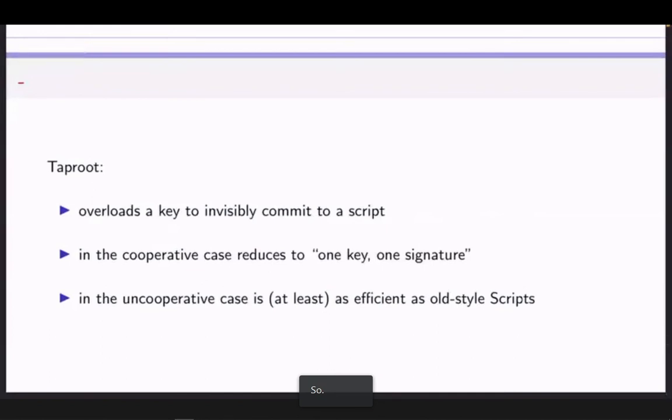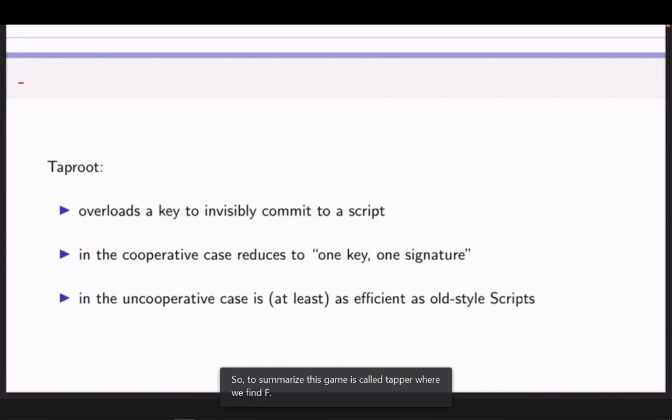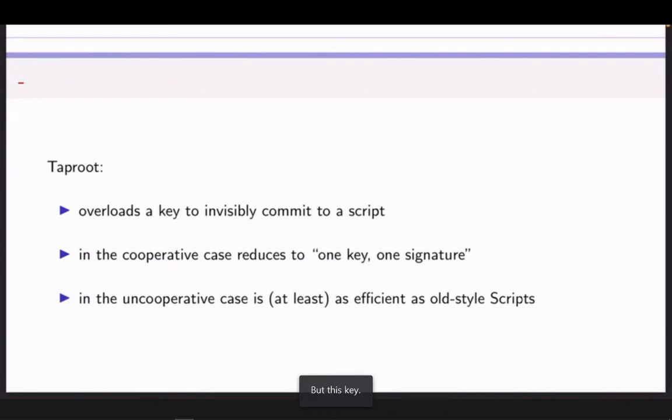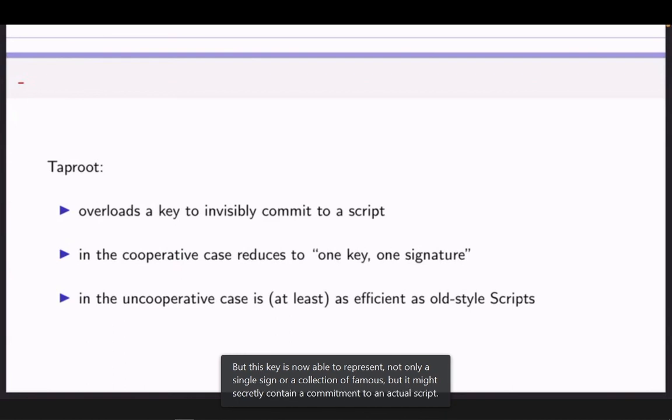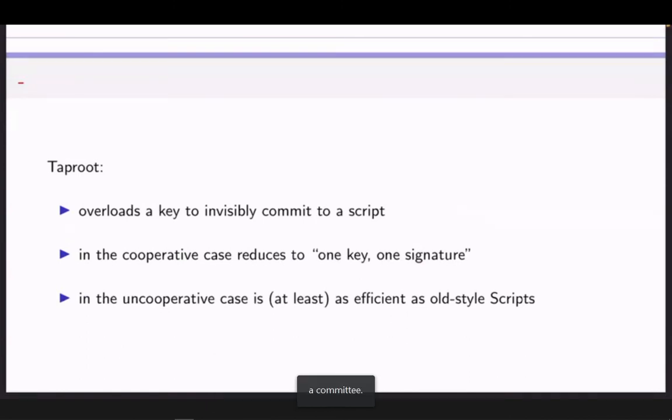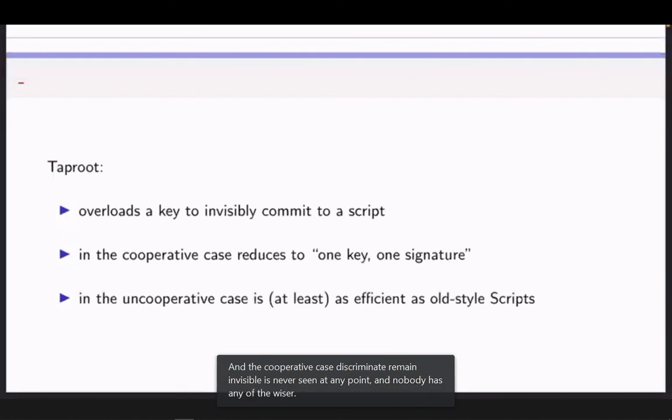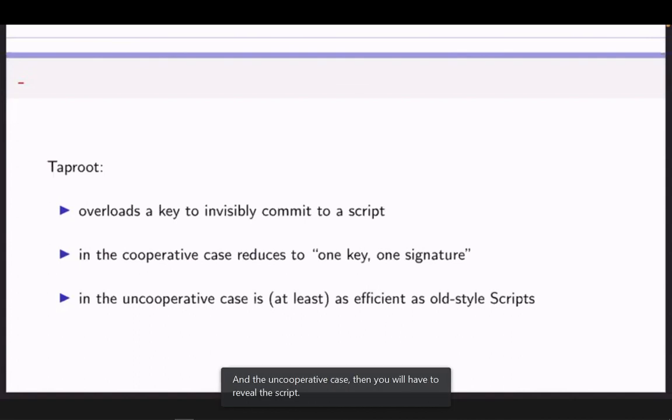So to summarize, this scheme is called Taproot, where we assign to every Bitcoin output a single key, but this key is now able to represent not only a single signer or a collection of signers, but it might secretly contain a commitment to an actual script. So cases where traditionally you would put an actual Bitcoin script on the chain, you now only provide a commitment, and the commitment is invisible. In the cooperative case, this commitment remains invisible, is never seen at any point, and nobody is any the wiser how many participants were involved or what their policy was. In the uncooperative case, then you have to reveal a script and you have to actually use it.